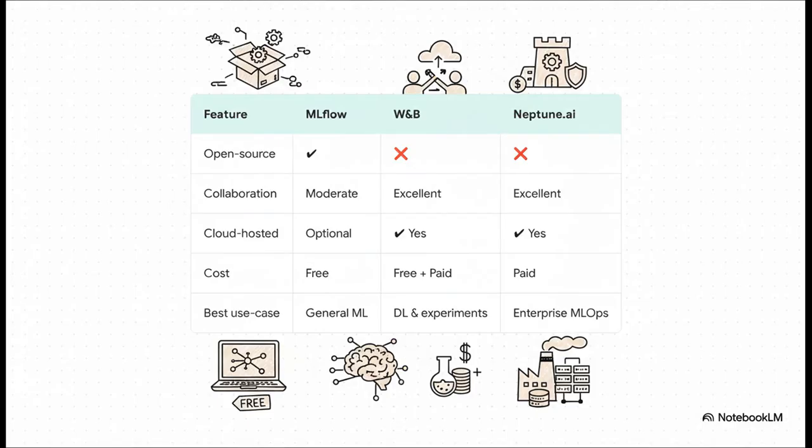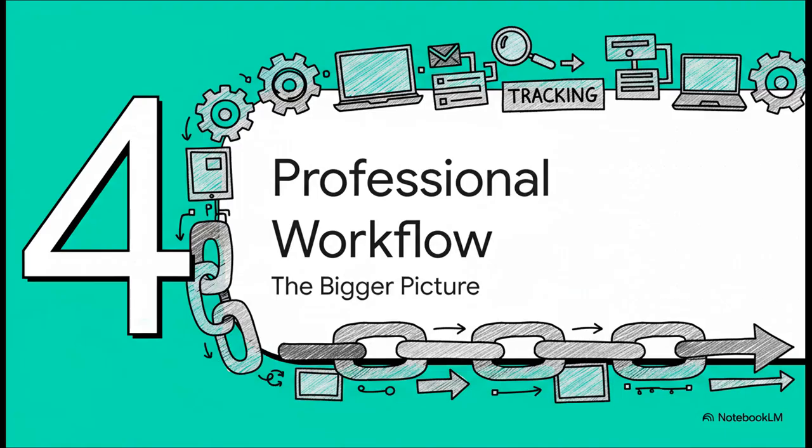Okay, let's put them side by side because this really helps make the choice clear. You've got MLflow, it's your go-to open source and free option for general purpose ML. Then there's Weights & Biases. It absolutely excels at deep learning and team collaboration, and it has both free and paid tiers. And finally, Neptune. This is your robust, enterprise-grade solution built for scale and governance. At the end of the day, the best choice really comes down to your project's scale, your budget, and your specific needs. So, now that we've seen the tools, let's zoom out.